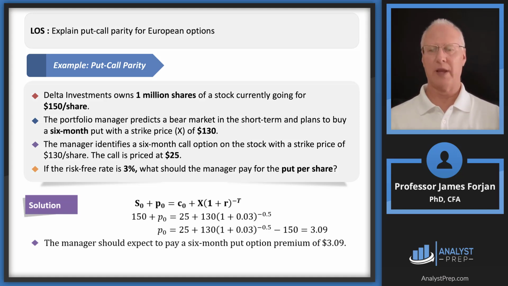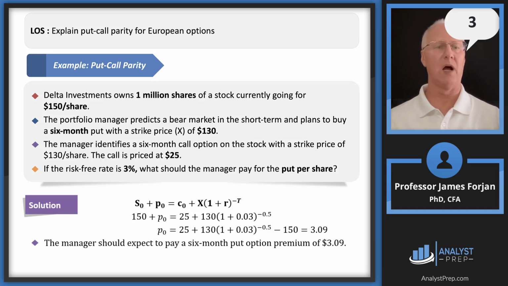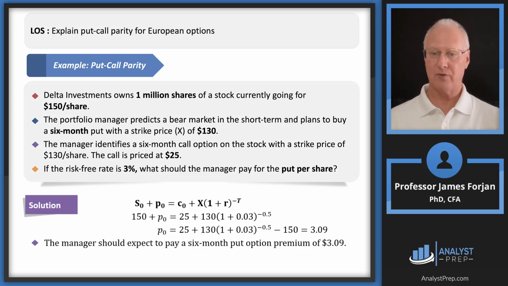So at 6 months, we'll raise it to the minus 1/2 to do present value. If you do all that math, you get about $23. That is the put-call parity price of the put option. Oftentimes it's referred to as the put premium.